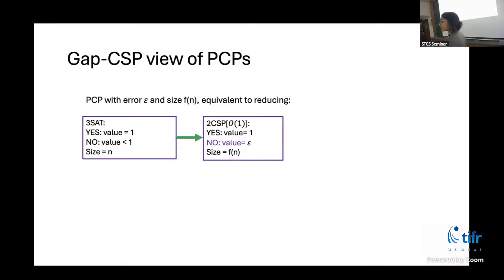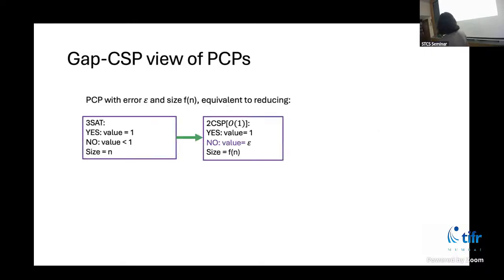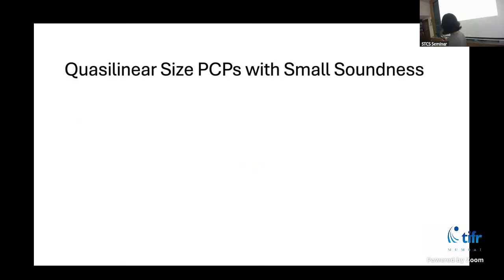Okay, any questions? So what is the value? They are not integer valued, no? Oh, yeah. So value was the fraction of constraints. So here, if you violate just one constraint, then the value is 1 minus 1 over n, and we are dropping it to some epsilon close to 0.